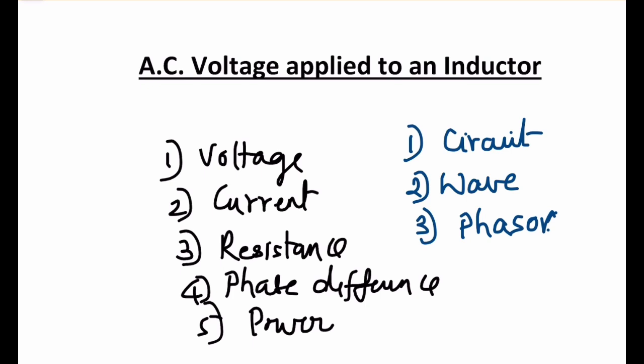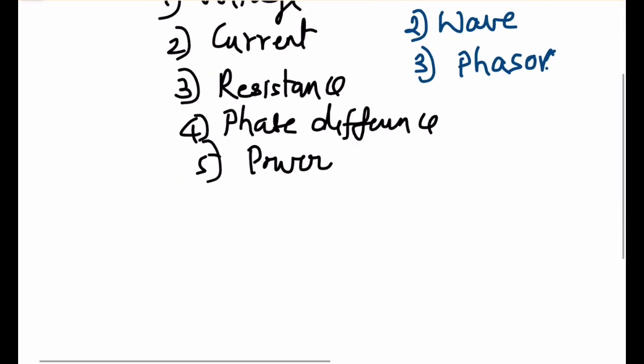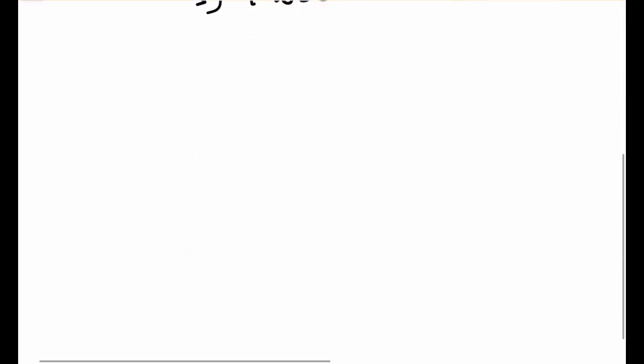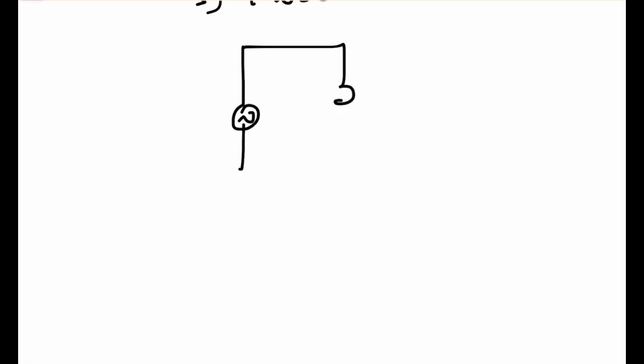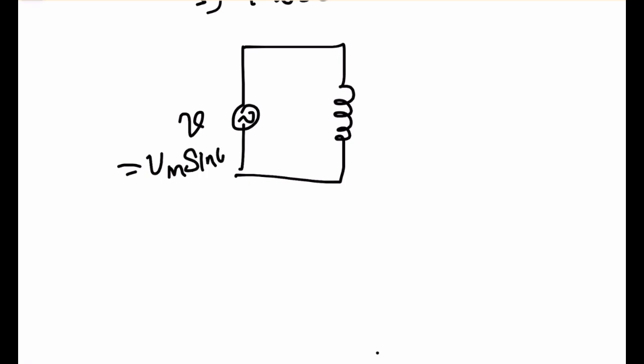First let us draw the circuit diagram. The circuit diagram is simple. This is our AC voltage. It is applied to an inductor like this. That's all. This is the applied voltage, V is equal to Vm sine omega t, and this is the inductance coil. Very simple circuit, nothing serious here, very easy one.